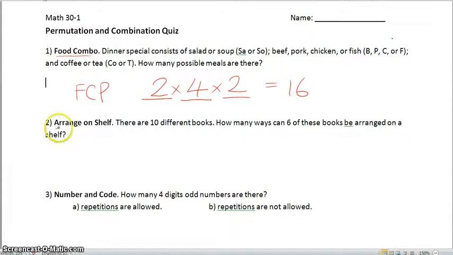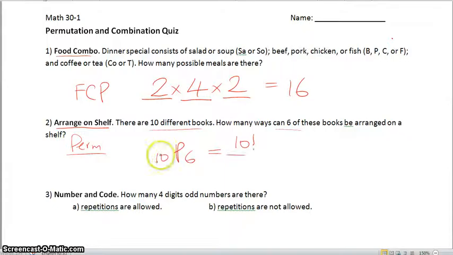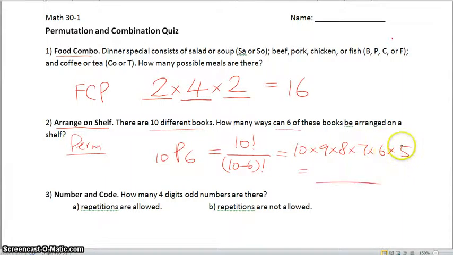Next, when you arrange things on the shelf, arrangement is a hint for a permutation question. All right, arrange something, and then the order is important. You have 10 different books. To put 6 of them is 10P6, whatever that is. All right, so if I'm using the formula, that's 10 factorial over 4 factorial. So you can just put that in your calculator, but I'll show you what that equals to. So whatever answer you get in your calculator, or you can just punch this in your calculator. Okay, so that's the answer for the second one.